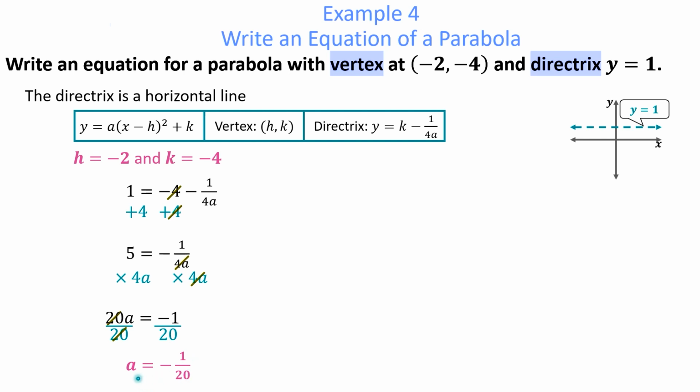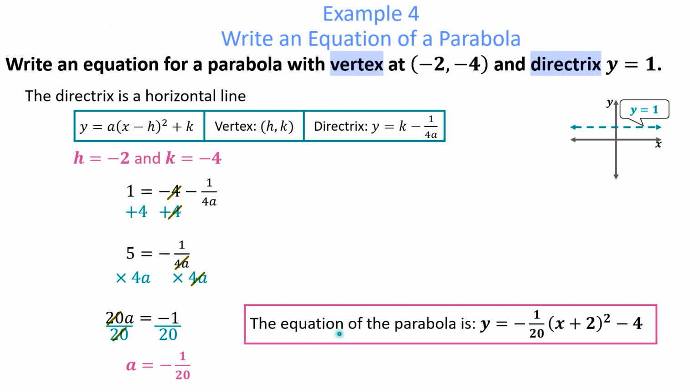Now that we know what a, h and k are, we can substitute these values into this equation over here. And then this tells us that the equation of the parabola is y equals -1/20 (x plus 2) all squared, minus 4. And that completes the question.